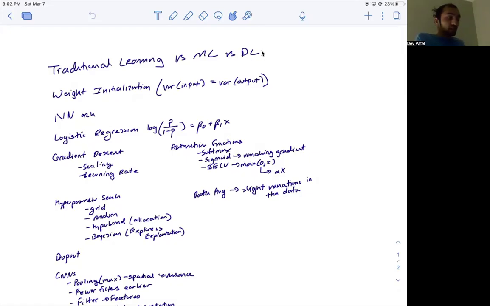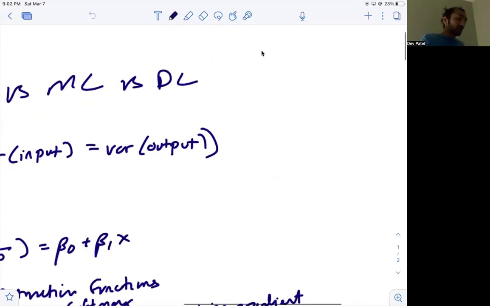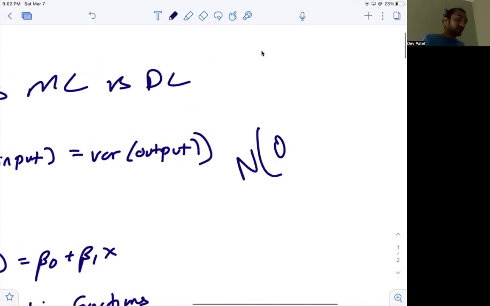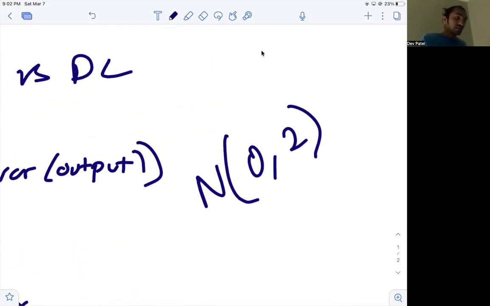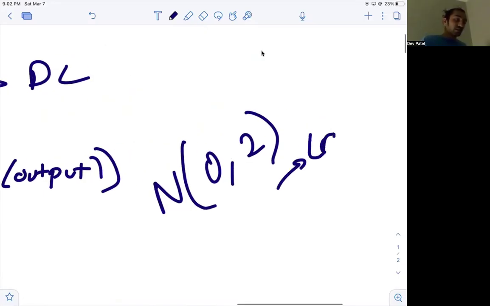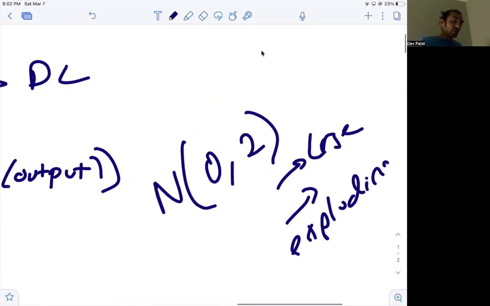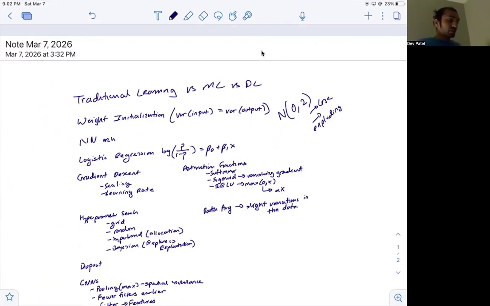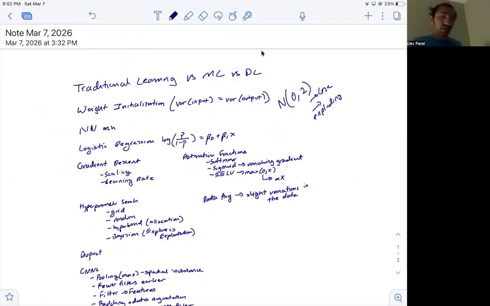You want to make sure the variance of the inputs is equal to the variance of the outputs. If you have, for example, initializations that are 0 and 2, this is going to lead to very large values. So this leads to exploding gradients when they multiply back through the layers. So you want to make sure the variance of the inputs equals the variance of the outputs.